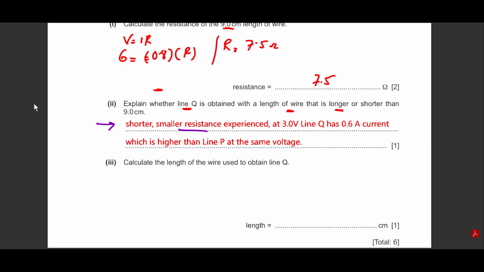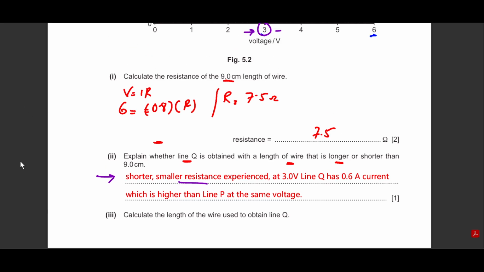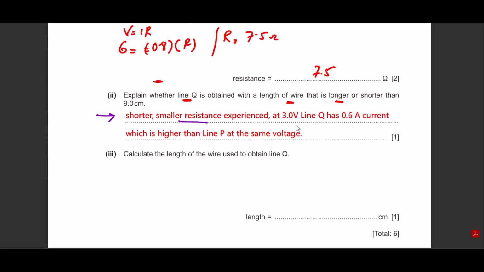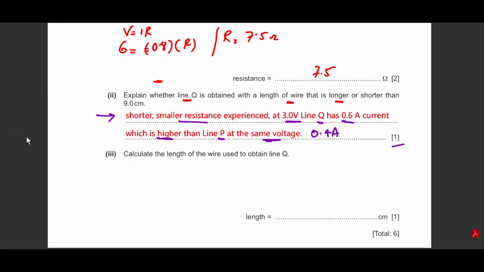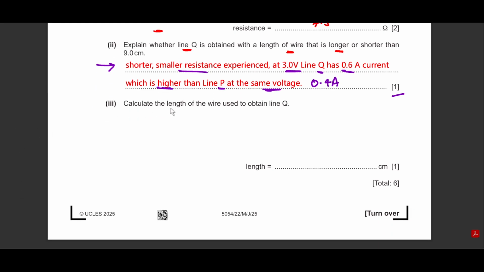And how do we know this? Because now we're going to refer to the diagram. We will say that in figure 5.2, at 3 volts, line Q or resistance Q or wire Q has 0.6 ampere of current, which is higher than line P at the same voltage, which was 0.4 amp. I know it's a 1-mark question, but I'm trying to teach you the technique which you can use in other questions as well. Okay? Calculate the length of wire used to obtain the line Q.